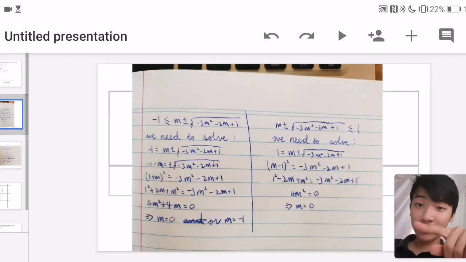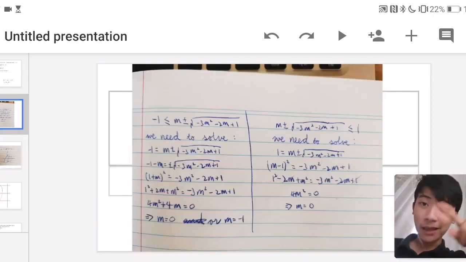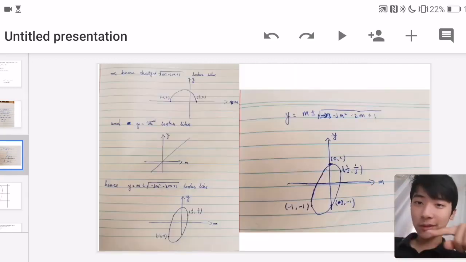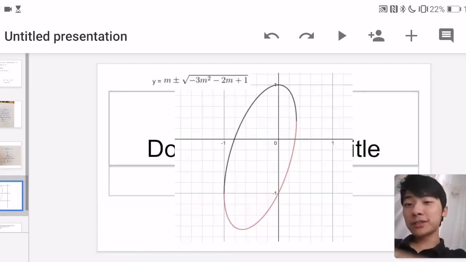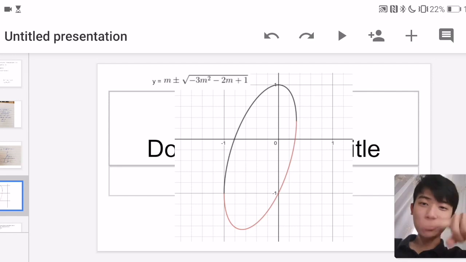And we also know from the previous slide that when the whole thing is 1, m also solves to 0. So there it is. The curve also goes through 0 and 1, right? So I have the same graph, except this time it's from Desmos and it looks a lot better. The black part is the part with the positive square root, and the red part is the part with the negative square root, right?